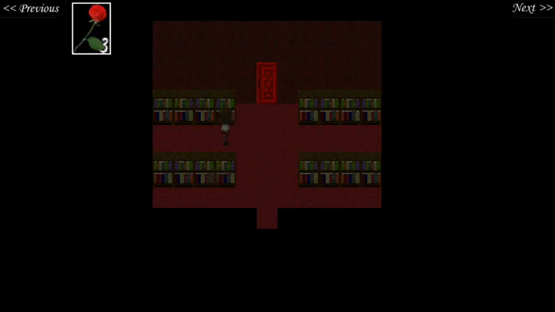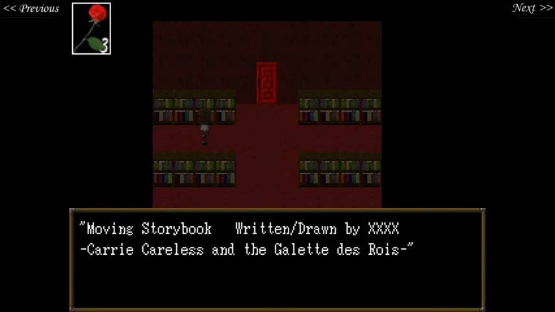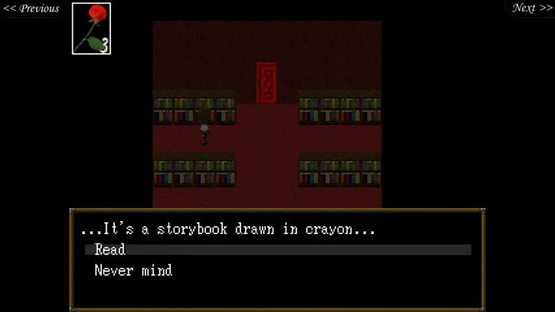Alright. Moving storybook. A storybook drawn in crayon, which takes us to a black screen. Is this right? I'm reading the storybook. I think it's broken. What's wrong, Ib? What's wrong? Did the demonic sausage women get to you?